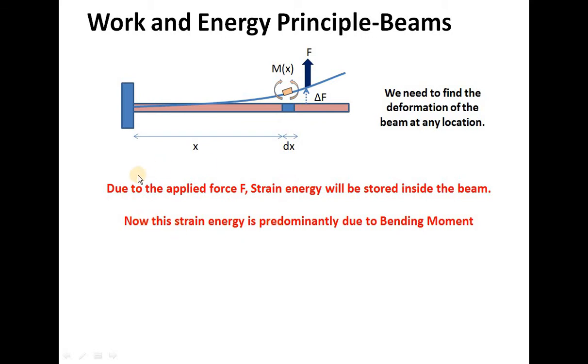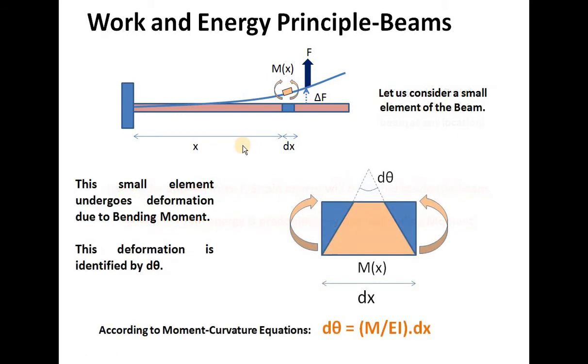Now due to the applied force F, strain energy will be stored in the beam, as we have seen in the case of trusses where we applied the external force F, and that is actually the external work done, and that will be stored in the form of strain energy in the structure. This strain energy is predominantly due to bending. In the truss case, the strain energy was predominantly due to the axial forces. Now in the case of beams, the strain energy is predominantly due to the bending moment, right?